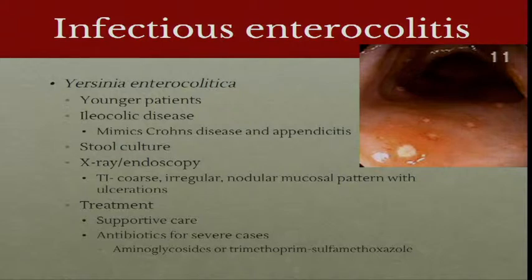And then Yersinia. These are younger patients. This one I think is important because it mimics Crohn's disease. In the stem of the question, it'll talk about something that might sound like Crohn's because it's a younger patient. It's in the terminal ileum, with a nodular mucosal pattern. You get ulcerations, and this is why it's important to get stool cultures, because eventually in your career you're going to diagnose this. You treat it with Bactrim or an aminoglycoside, but Bactrim's a safe way to go.